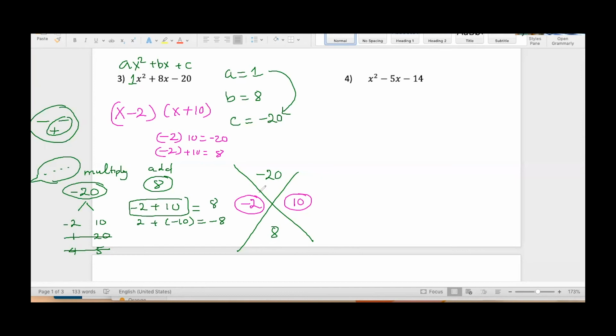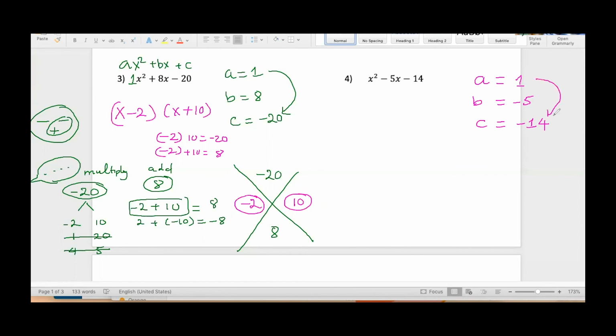All right, save the best for last. I'm going to go ahead and try this one right now. Let's do it quick. Be with me. Are you there? Put it in the chat. Here we go. a is going to be 1, b is going to be -5, and c will be -14. Again, 1, -5, -14 have nothing in common. You don't see x in all of them. So moving on. No GCF.